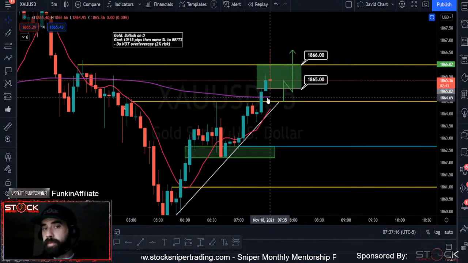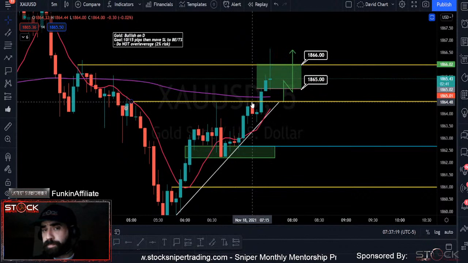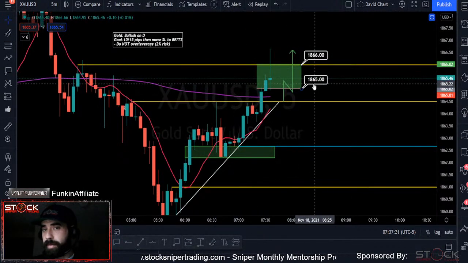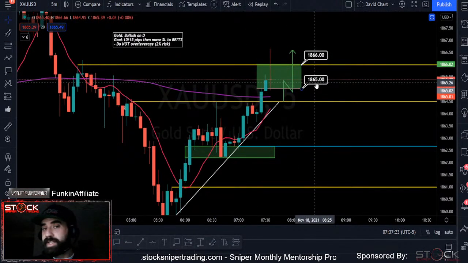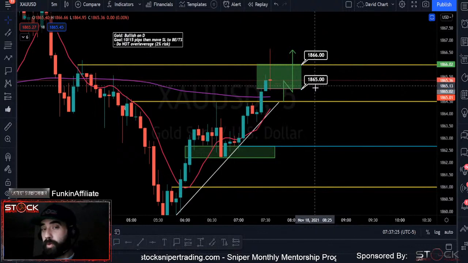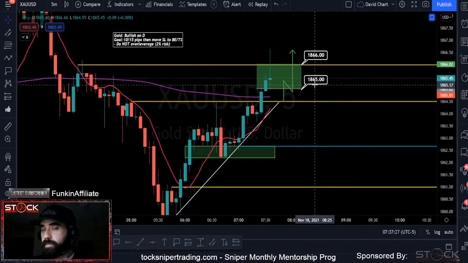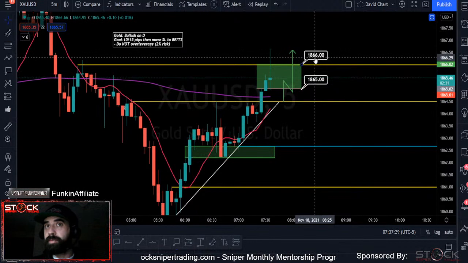If you didn't move your stop loss to break even, you can have it down here. But 1865, remember we talked about this, it's a key number. This is where they want to push it or pull it. If it holds here above 1865, expect a continuation walk up.